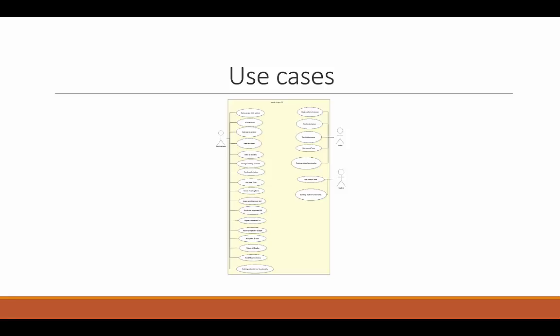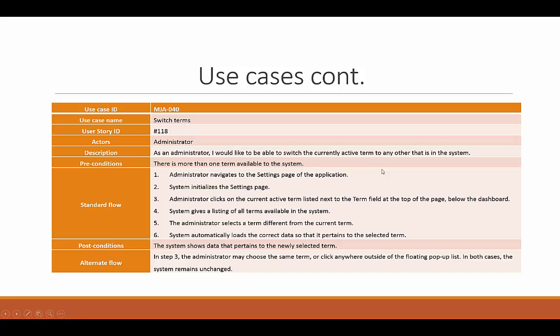Next, we want to show the use cases for the application. There are quite a few, and most of them have been named before as user stories. We go through them here in a little more detail. So for switch terms, the administrator would navigate to the settings page of the application. The system would initialize the settings page, after which the administrator clicks on the current active term listed next to the term field at the top of the page below the dashboard.